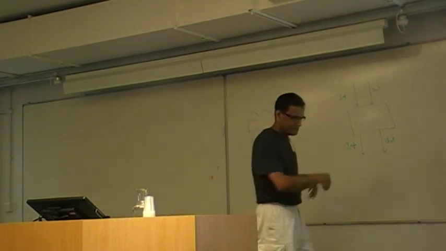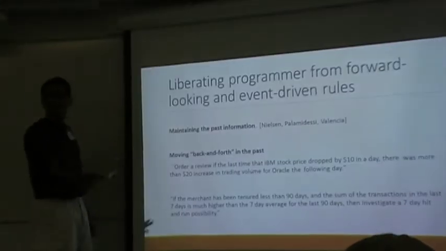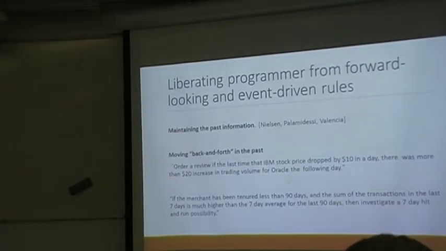So I want to write interesting things like this. This is a query you might see in business logic. If the merchant has been tenured less than 90 days, then they had better have satisfied something. So this query is moving back and then moving forward inside it.